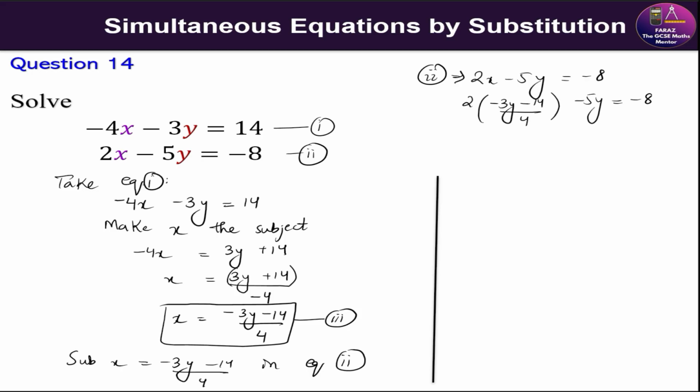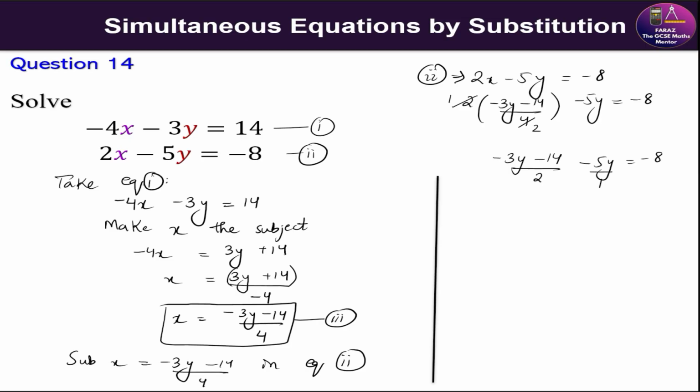Okay, so now to solve this, you can just do this thing. 2 ones are 2, 2 twos are 4. You can cancel this one by 2. 2 into 1 is 2, 2 into 2 is 4. And therefore we have negative 3y negative 14 over 2 minus 5y equals minus 8.